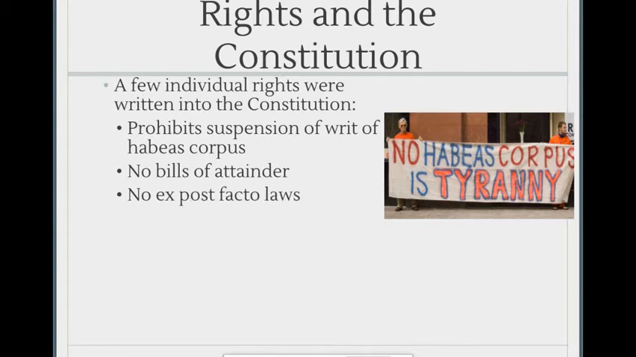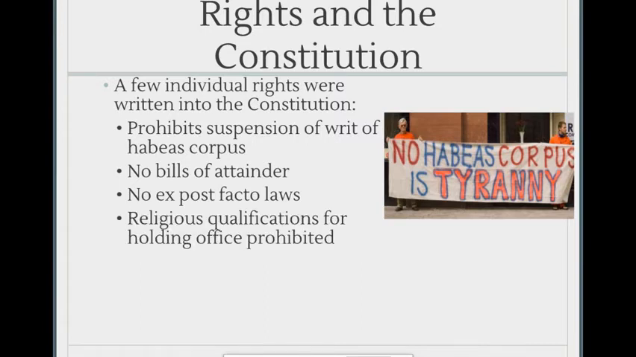All right. No ex post facto laws, which basically says, hey, something was done that we don't agree with. Let's pass a law and say that's a crime. And now let's go arrest and charge that person. Okay, we're going to say that's a no-go. All right. And then religious qualifications for holding office. So we can't say, hey, only Christians, only Catholics, only Protestants. Can't do that.